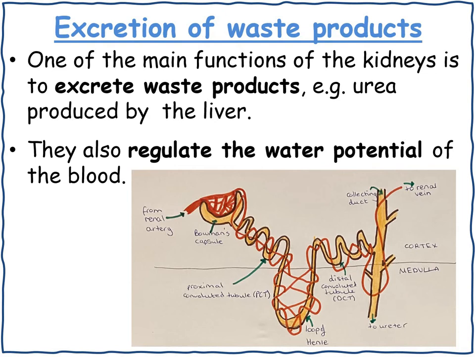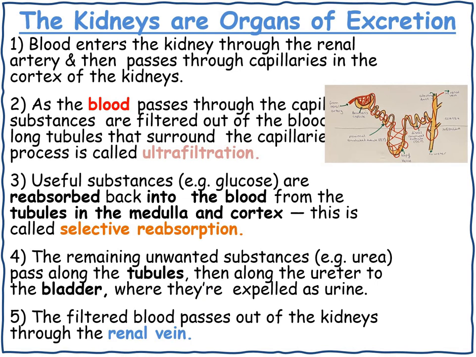Looking at excretion of waste products. One of the main functions of the kidneys is to excrete waste products like urea produced by the liver. They also regulate the water potential of the blood. So, the kidneys are the organs of excretion.